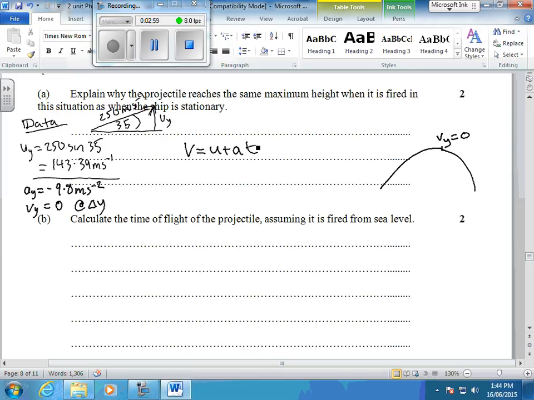If I rearrange that, the time taken to get halfway is V minus U on A, which is minus 143.39 all over minus 9.8. If you do that, you end up with an answer of 14.6 seconds. But remember, that's only halfway. So the total time of flight is that times 2, which is 29.2 seconds.